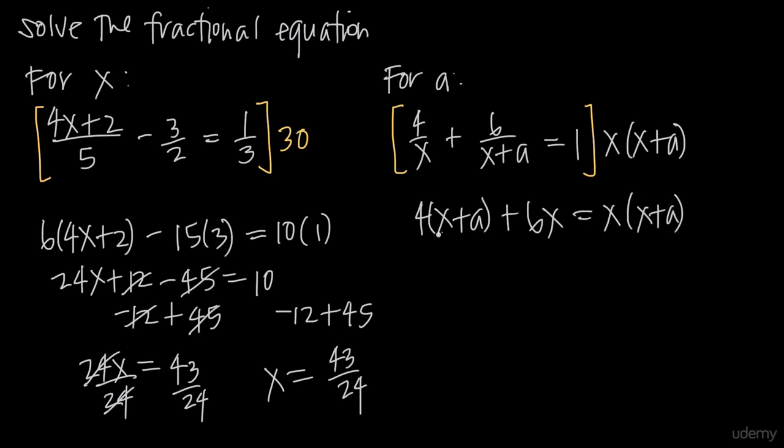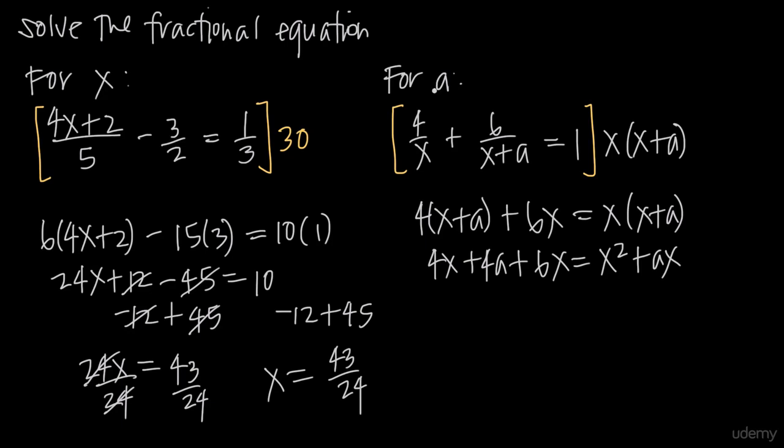Now we want to simplify everything by distributing 4 across x plus a, so we'll get 4x plus 4a, leaving the 6x, and then over on the right, x times quantity x plus a is going to give us x squared plus ax when we distribute the x across the quantity x plus a.